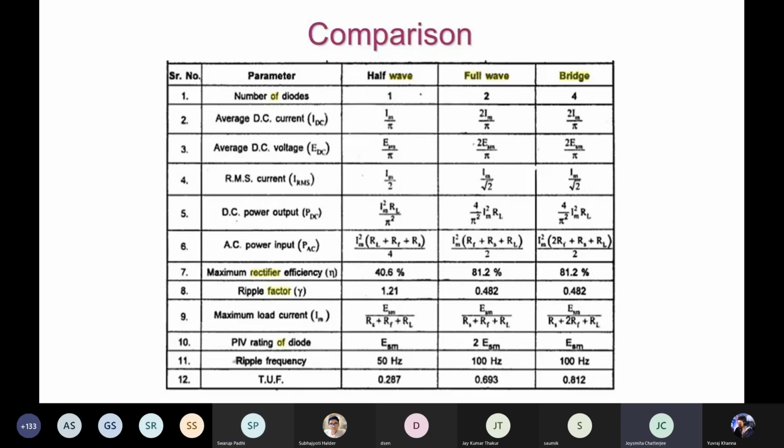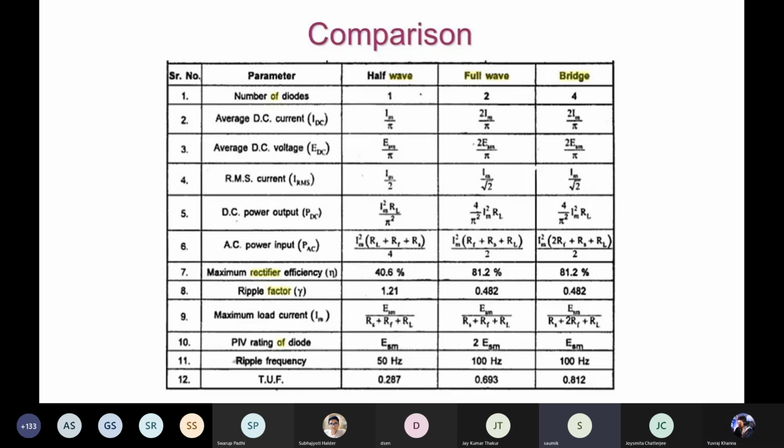As you can see, there are 3 different values for half wave, full wave and bridge. Basically it is the ratio of the DC output power to the transformer rating, that is the VA rating of the transformer. What amount of DC output power do you obtain at the output? It is the ratio between the DC power output that you are getting from that particular circuit to the effective VA rating of the transformer. So that is your TUF.